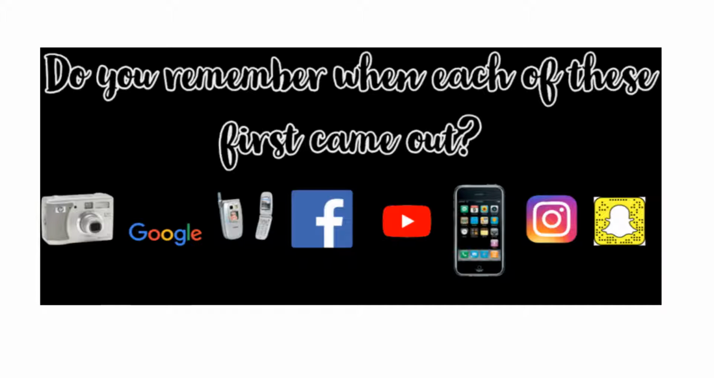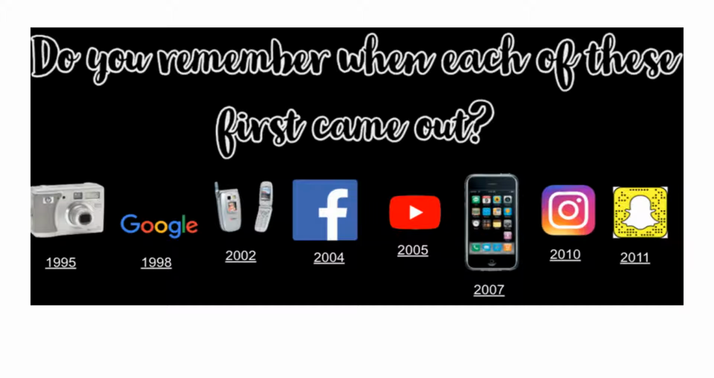Chances are we were all alive when those came out. I know we're getting close, but the digital camera first came out in 1995. Google, 1998. The flip phone, 2002. Facebook, 2004. YouTube, 2005. The OG iPhone is '07. Instagram is 2010. And Snapchat was in 2011.